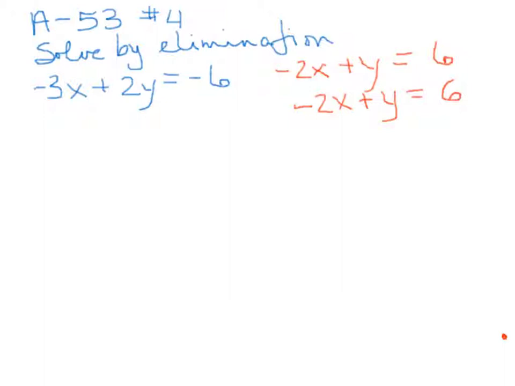So let's go ahead, and the first thing I notice is nobody is going to cancel easily, because this guy has, I'll choose a different color here. This guy here has a negative 3, and this one has a negative 2. I can't add those together and have those go away. And then this one has a 2y, this one has a y. I can't add those together and get one of my variables to be eliminated.